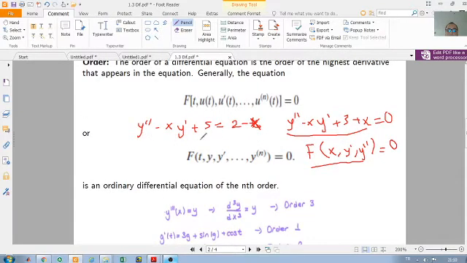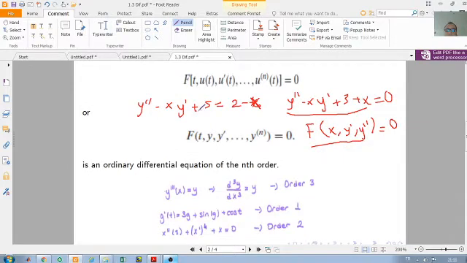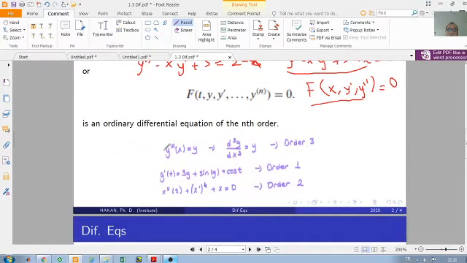What is the order of this differential equation? This is a second order ordinary differential equation, because we have the second derivative, which is the highest derivative of the dependent variable, and it is an ordinary differential equation because we have only one independent variable, which is x. Another example is given here. The third derivative is equal to the function y. So the order of this differential equation is 3, and this is an ordinary differential equation.